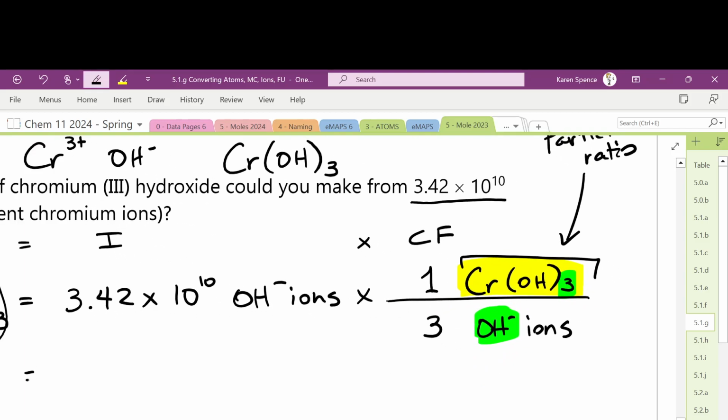Okay? And we get 42 divided by 6 is 7, so divided by 3 is 1.14 times 10 to the 10 Cr(OH)3. So we have 1/3 of the number of particles of Cr(OH)3 as we do hydroxide ions. Yeah?